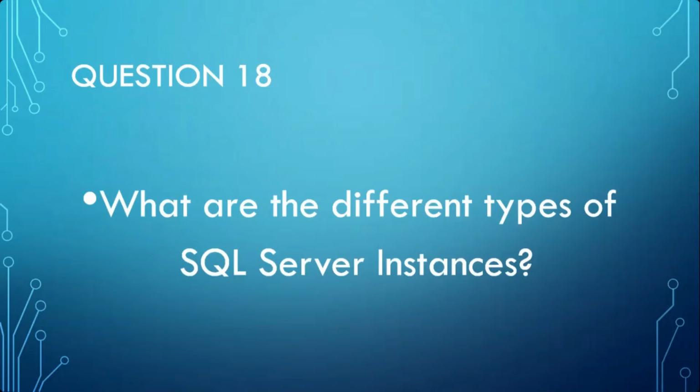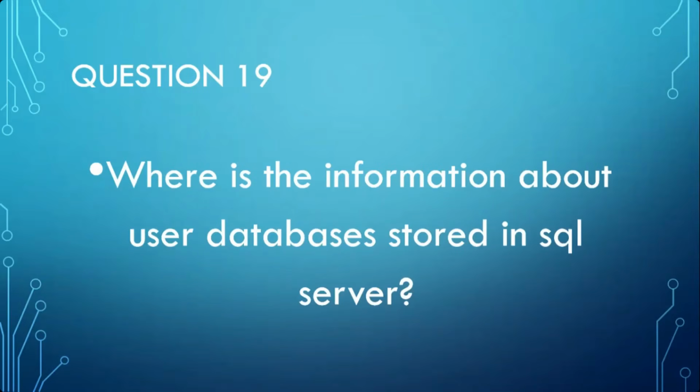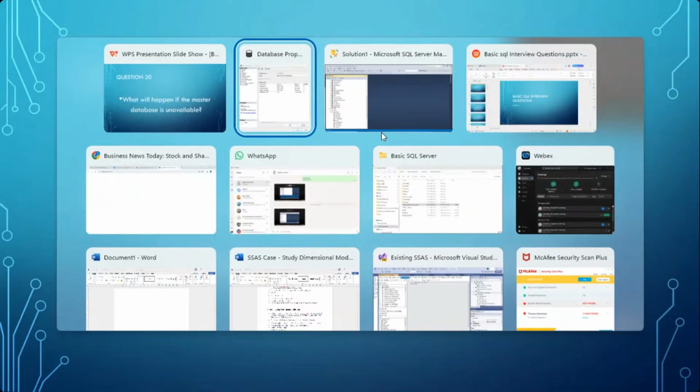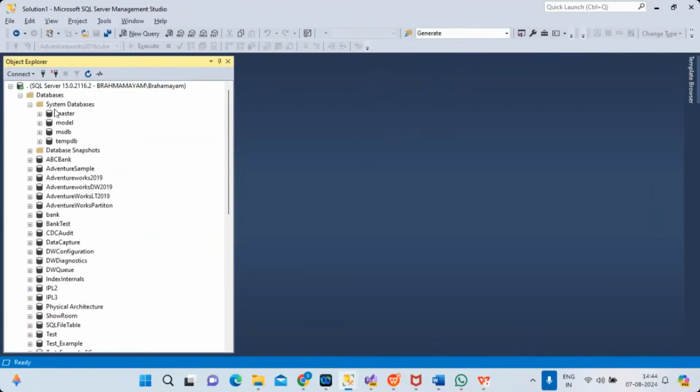Okay, question 19. Where is the information about user databases stored in SQL Server? The information about user databases is stored in the master database, which is a system database. What will happen if the master database is unavailable? This question can come. If the master database is unavailable, I will not be able to run the SQL Server engine, because the SQL Server engine instance depends on the master database to even run. So this instance which you see running will not run if there is no master DB.